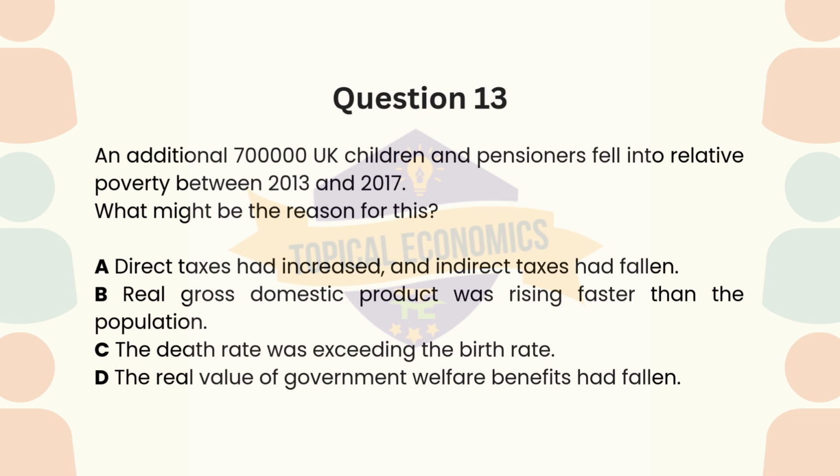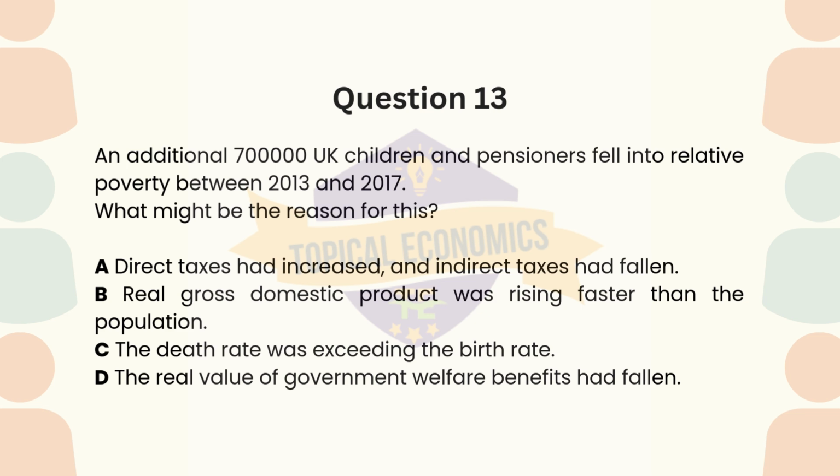Coming to our 13th question. This is from 2020 May-June paper version 1. An additional 700,000 UK children and pensioners fell into relative poverty between 2013 and 2017. What might be the reason for this? Option A, direct taxes had increased and indirect taxes had fallen. So here, while changes in taxation can impact disposable income, this option does not directly explain the increase in relative poverty among specific vulnerable groups. This option is incorrect.